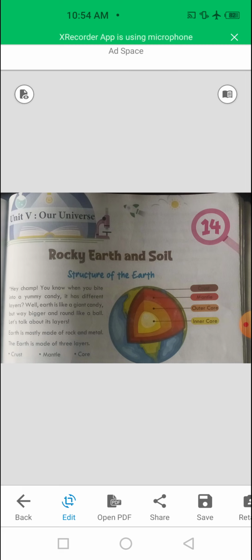So my dear students, our home planet, that is Earth, is also like a giant candy, bigger and round like a ball. It also has layers like the candy we eat. Okay, so it is made of three layers: crust, mantle and core. Now we are going to discuss all these layers in detail.